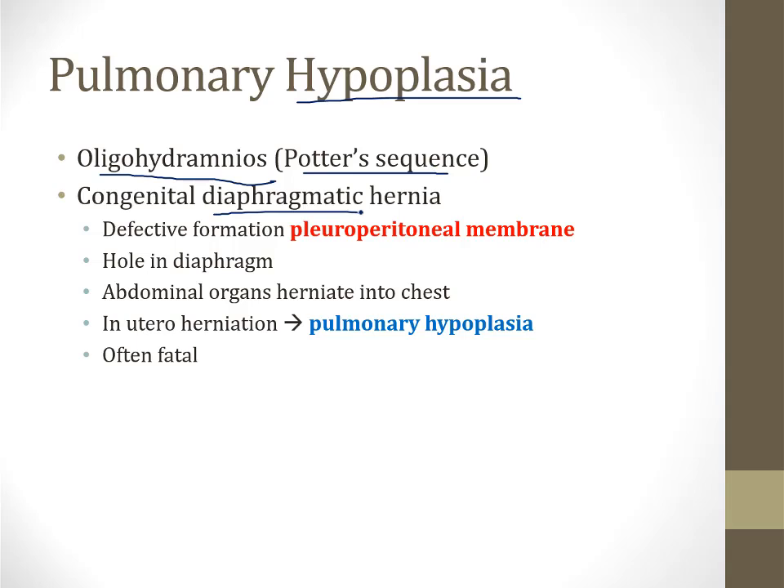This sometimes occurs in babies who have defective formation of a structure called the pleural peritoneal membrane. Basically, these babies have a hole in the diaphragm and their abdominal organs herniate into the chest. And when this happens, this leads to underdevelopment of the lungs. This is often a fatal condition.